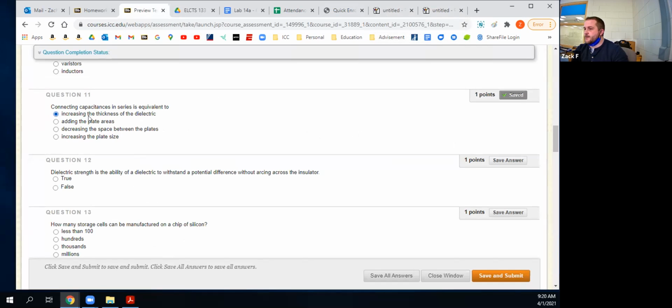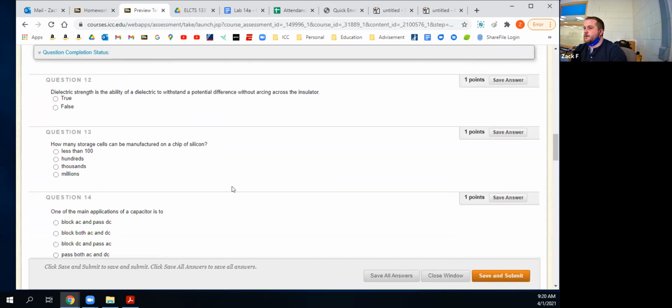So the same thing is increasing the thickness of the dielectric. You're making the distance between the two conductors further, so you're decreasing the total capacitance. Dielectric strength is the ability of a dielectric to withstand a potential difference without arcing across the insulator.